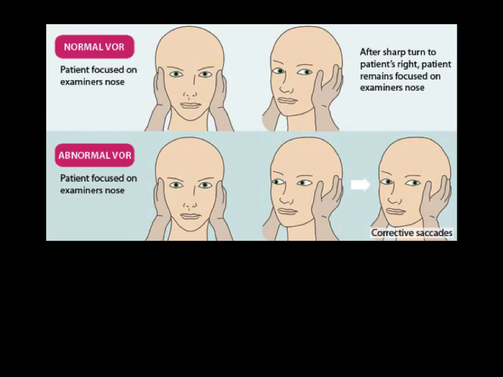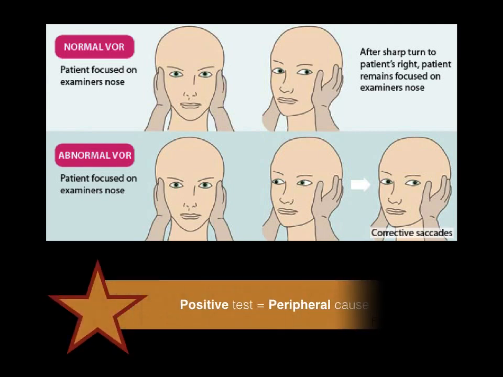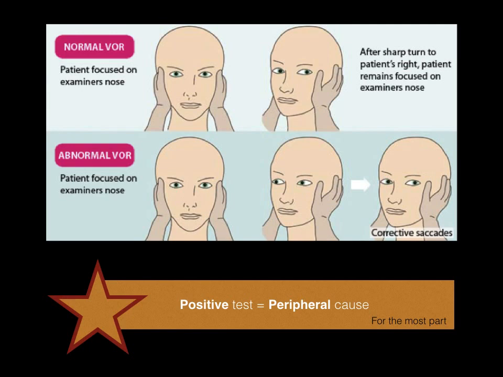And remember here that a positive test indicates a peripheral cause. This is very important. A positive test here means that their eyes bounce back towards you. They have those saccades, all right? What that means is this is a peripheral problem.